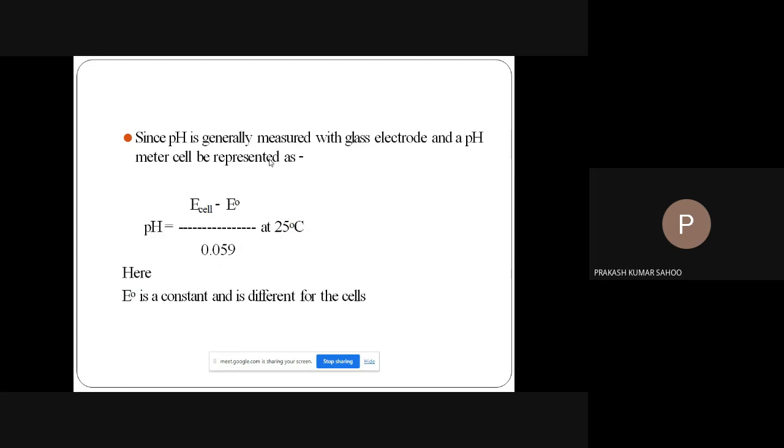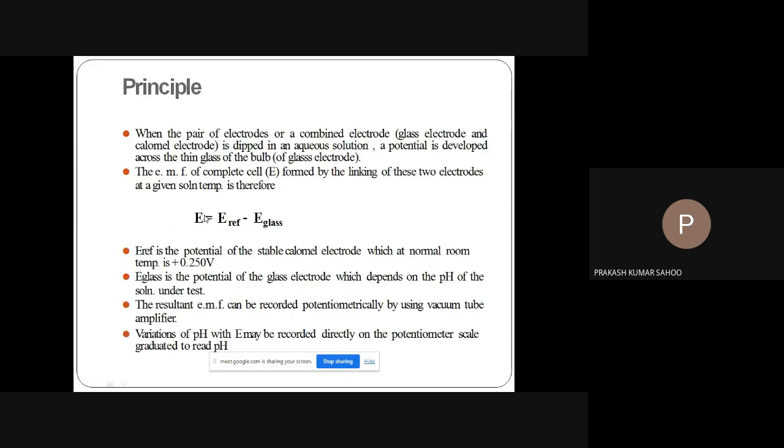So, if I express the Nernst equation in terms of pH, then according to that equation, pH will be E cell minus E0 cell divided by 0.0591. This will be the equation where E0 is constant because it is a standard state, and it is different for different cells. This is the principle involved in pH metry analysis.